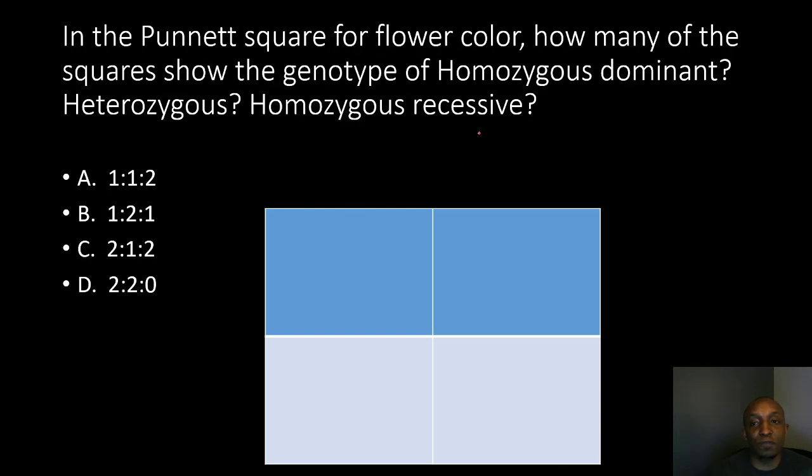In the Punnett square for flower color, how many of the squares show the genotype of homozygous dominant, heterozygous, and homozygous recessive? So let's go ahead and fill out our Punnett square again. So here's that homozygous dominant, here's that heterozygous dominant, here's another heterozygous dominant, and then here's that homozygous recessive.